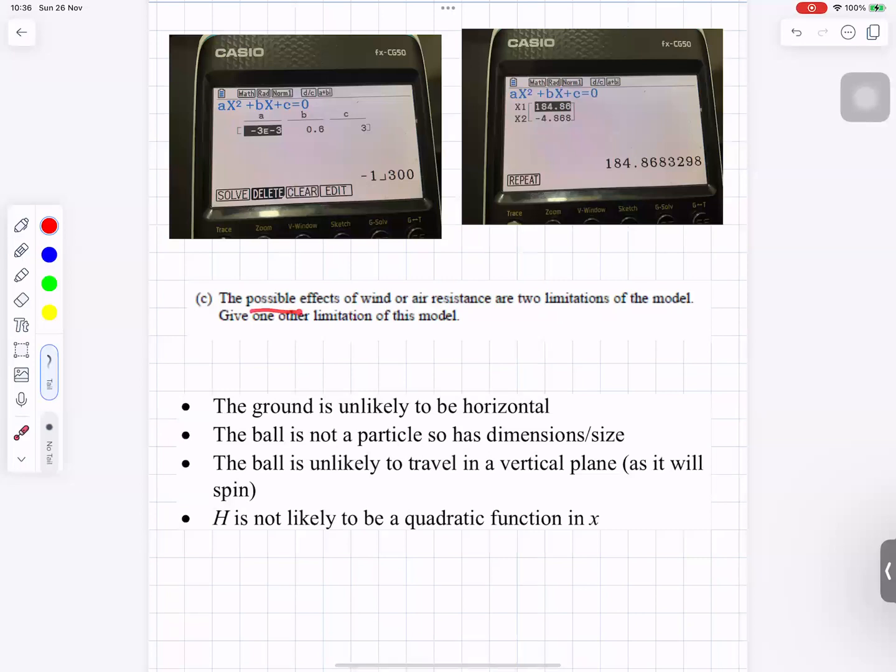Part C, the possible effects of wind or air resistance are 2 limitations. Give one other limitation of this. The ground is unlikely to be horizontal. The ball is not a particle. It may have dimensions or size. It may not travel in a vertical plane. It may spin. It might not be a quadratic. So you pick any one of these.